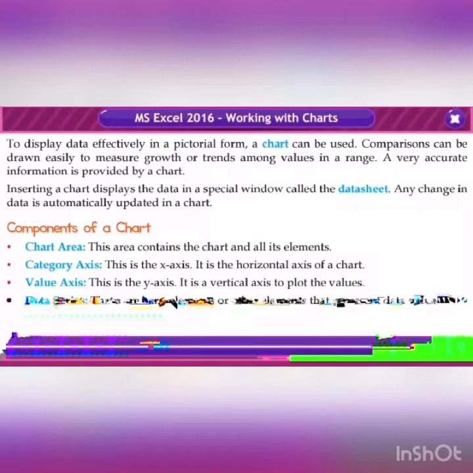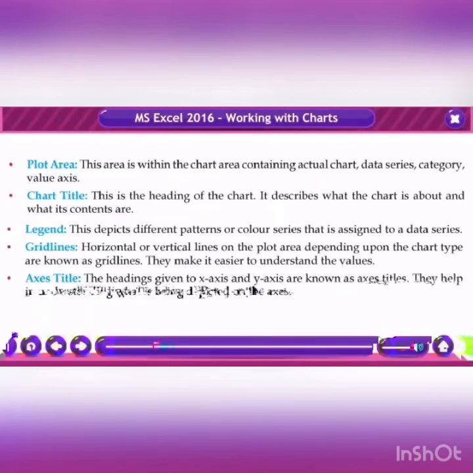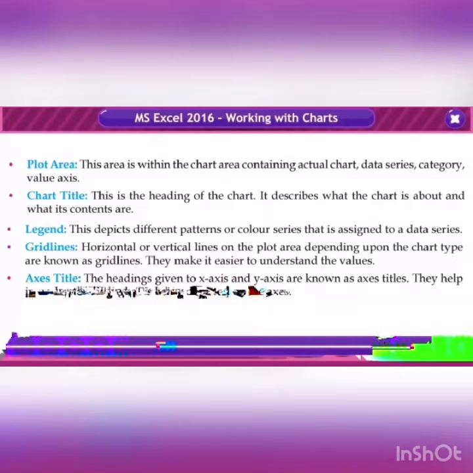Data series. These are bars or other elements that represent a data value. They are known as data series. Plot area. This area is within the chart area containing the actual chart, data series, and category and value axes. Chart title. This is the heading of the chart. It describes what the chart is about and what its contents are.